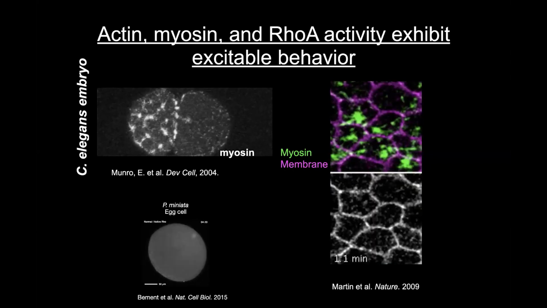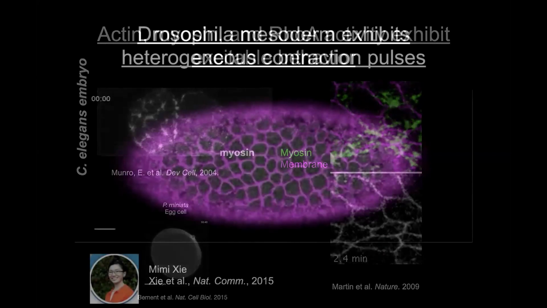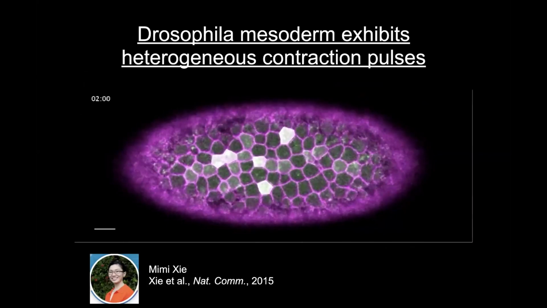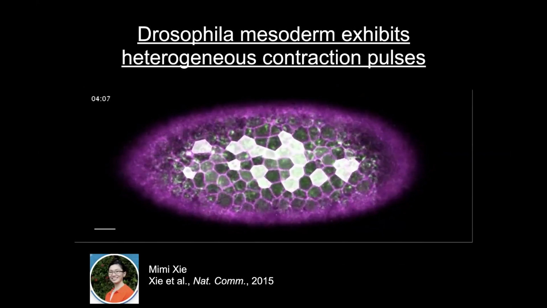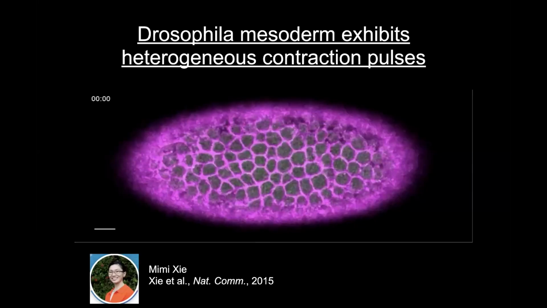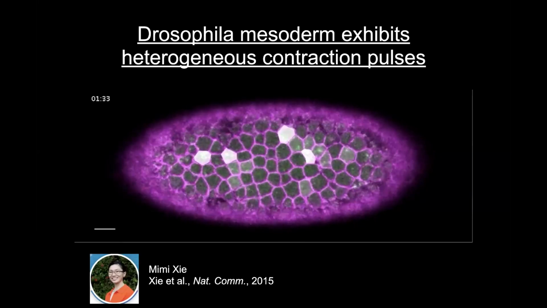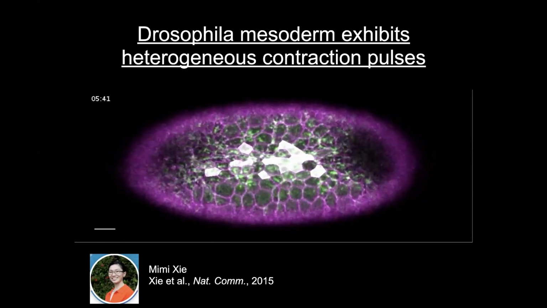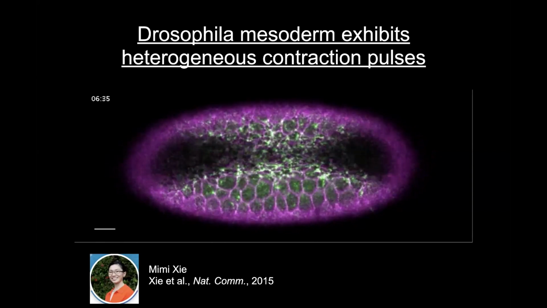So what are these pulses doing in the embryo? I'm going to show you a movie by Mimi Zhu, a former graduate student in my lab, just to give you a sense of how these pulses are interacting during mesoderm invagination. And what you see are these flashes. When the cell lights up, it's one of these myosin pulses. And you can see there's a very heterogeneous behavior across the embryo. They're not all doing it together, but it's almost like this stochastic salt and pepper contract, contract, contract, contract. And so we wanted to understand why the cells are doing this.